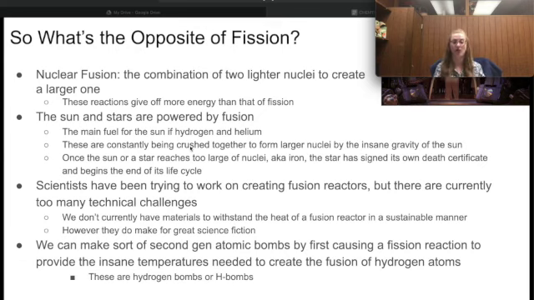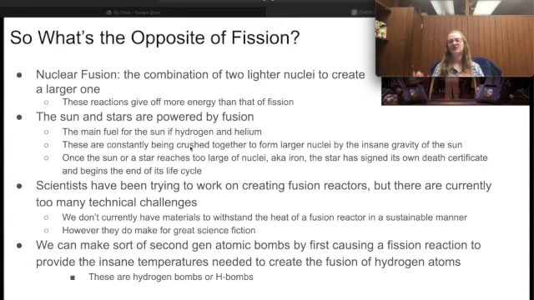Once the sun or star reaches too large of a nuclei, aka iron, the star signs its own death certificate. It begins the end of its life cycle. In the end, all nuclei are trending toward iron. If it's larger, it's trying to emit radiation to get down to iron size. And if it's smaller, they're trying to slam themselves back into each other so that they can become iron in the end. One theory for the end of the universe is that everything will just be iron atoms in the end. So that's one of the ideas out there.